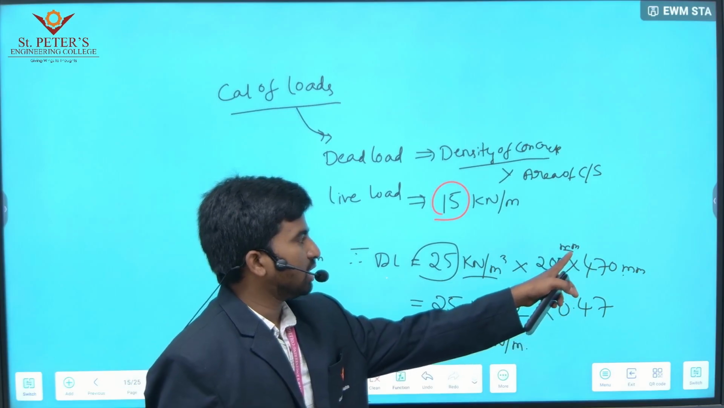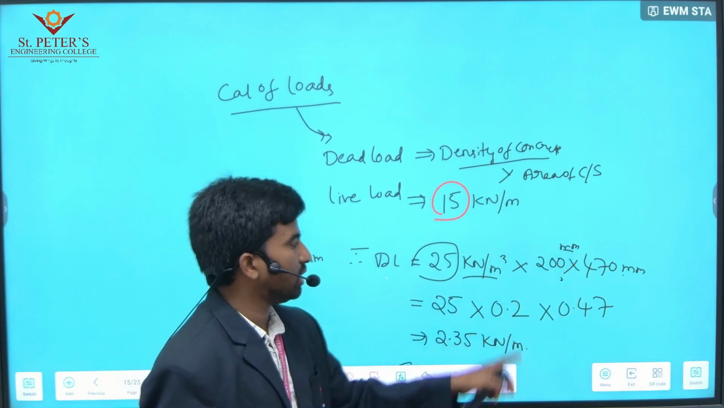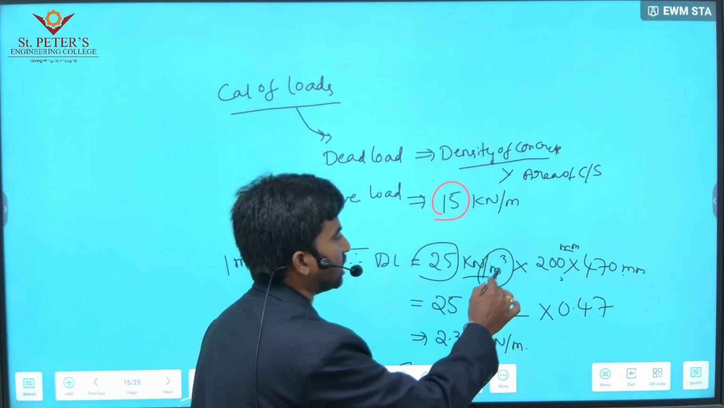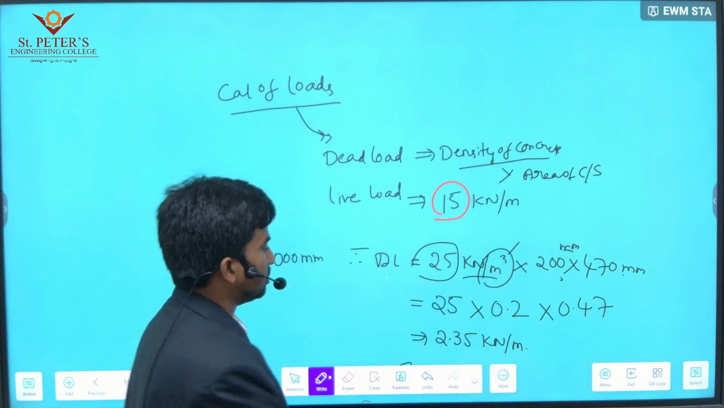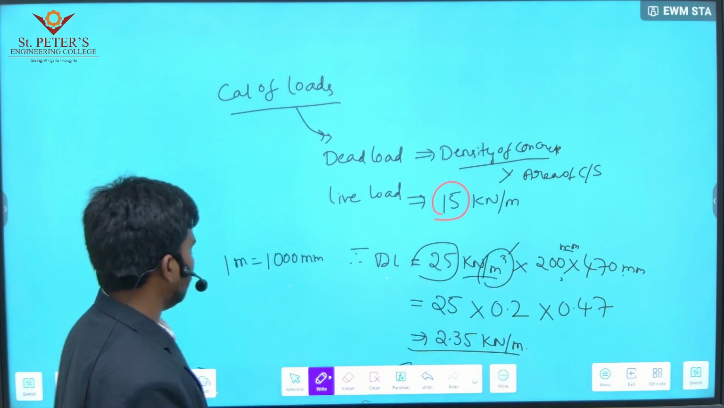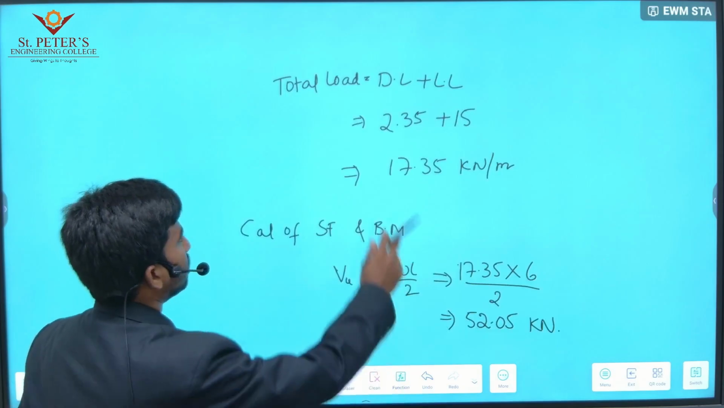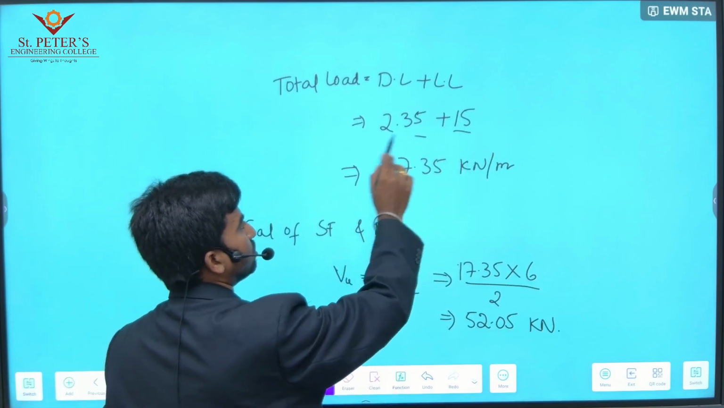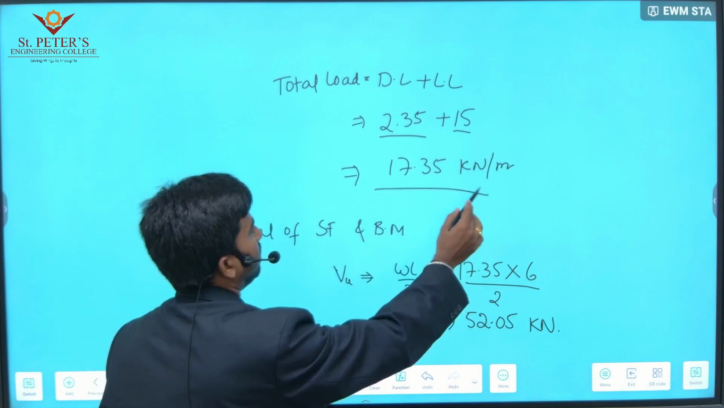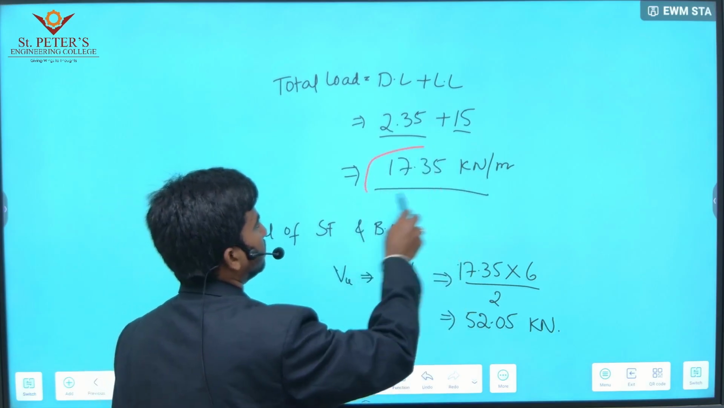Here the values are in mm, so you should convert them into meters. Why? Because the units are in meters. So after that, the value is 2.35. Total load is live load plus dead load. So we got the value 17.35.